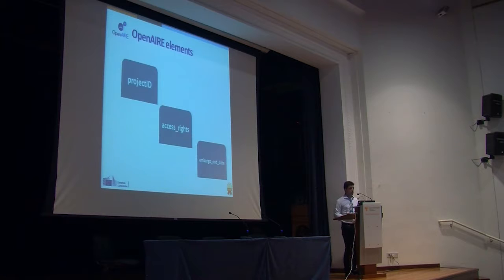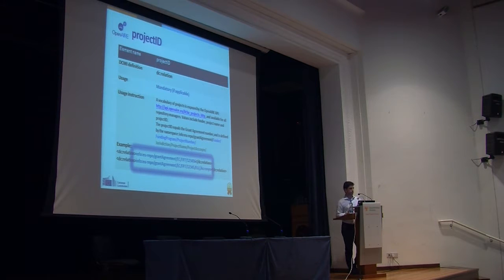So this is, in terms of the OpenAIRE elements, what has been added, the main novelties added to the DRIVER guidelines. So these three elements are the main elements that were introduced, but I will show you more in detail. The project ID can be described in the DC relation field. So in terms of usage, it's a mandatory field if applicable, okay? So this field is intended to be used. For example, a researcher submits a publication, and that publication was funded by the European Commission, by your national funding agency. In this field, you can put the information, the grant number, the project identification.